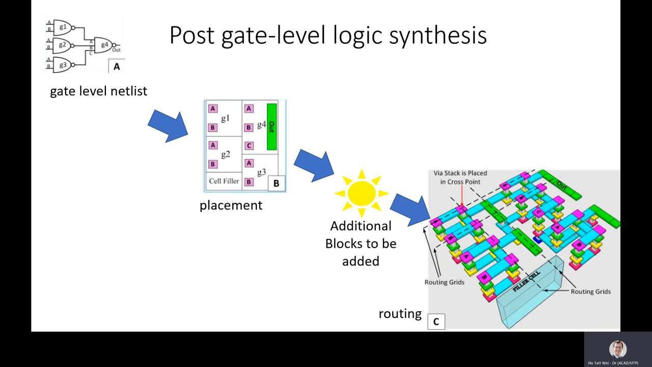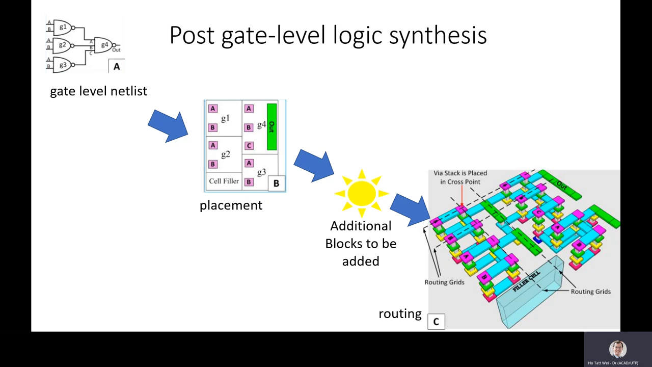So the backend IC design process comprises three major steps, which are heavily assisted by tools. But it is important for you as the designer to understand the role and function of each of these tools so that you can identify errors and know how to fix them if they happen. The first is the placement step.